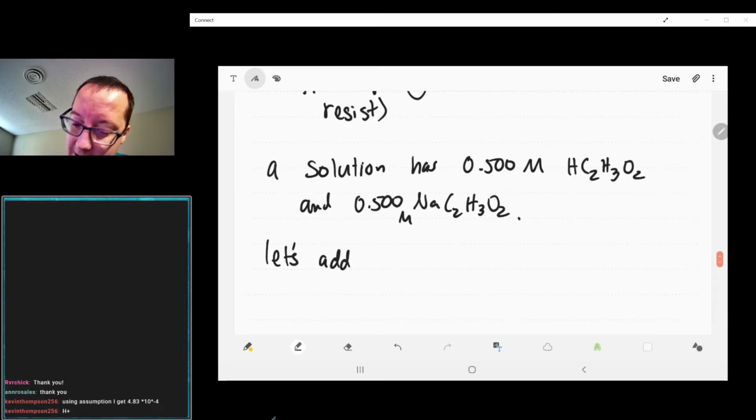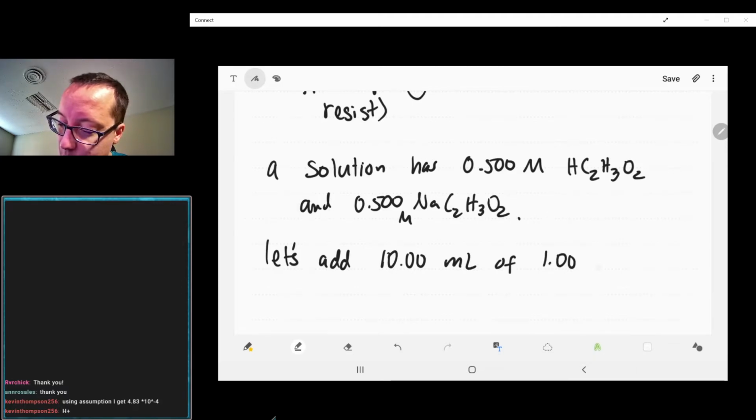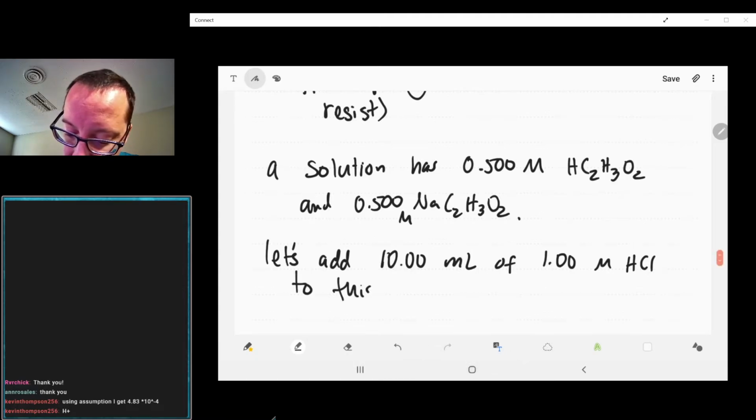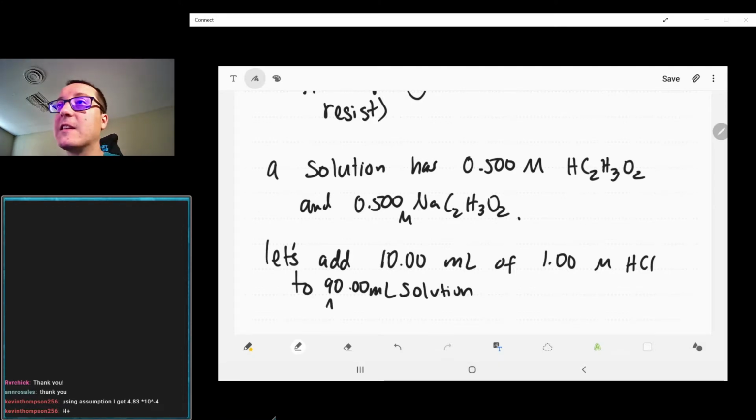Let's say that we add 10 ml of 1 molar HCl to this solution. Let's add it to 90 mils of this solution. Let's see what happens here.